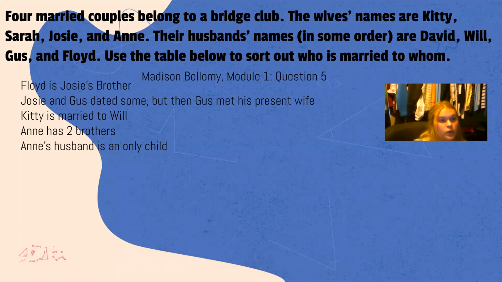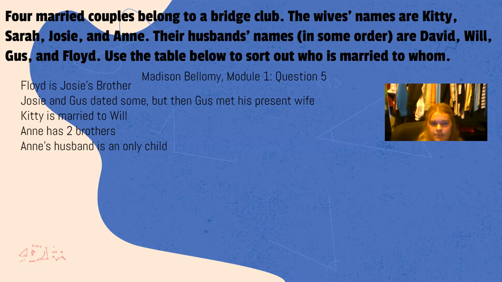Alright, question 5. Four married couples belong to a bridge club. The wives' names are Kitty, Sarah, Josie, and Ann. Their husbands' names, in some order, random, are David, Will, Gus, and Floyd. Use the table below to sort out who is married to whom.